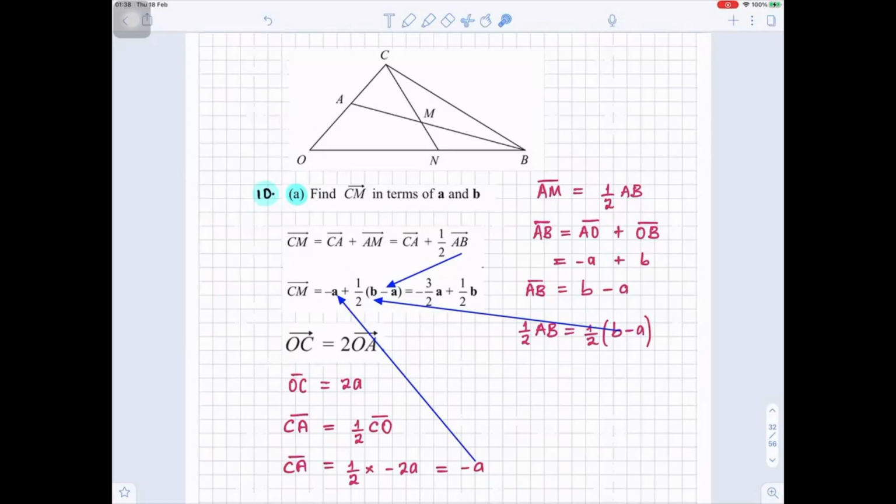So when you remove the brackets and you simplify it, you get minus A minus half A, which will give you minus 3 over 2A plus half B. Half times B would be half B. So that's your answer: minus 3 over 2A plus a half B.